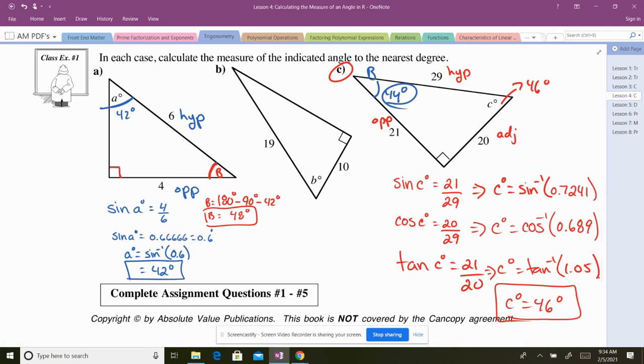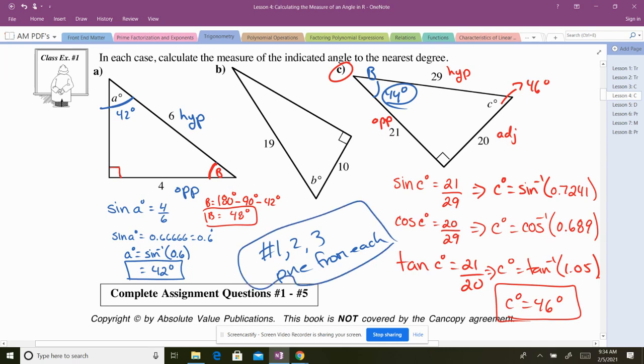All right, let's do questions. Numbers 1, 2, and 3. Your homework, you should do all of them for practice. Right now, pick one from each, but you should do all of them when you go home as practice for your test. If you need more practice, do them all. But again, I don't mark homework.